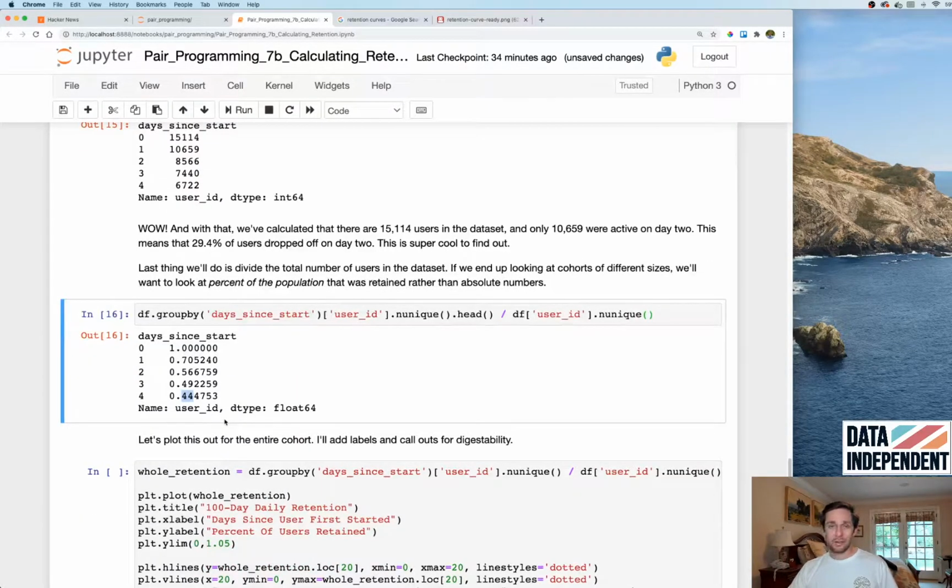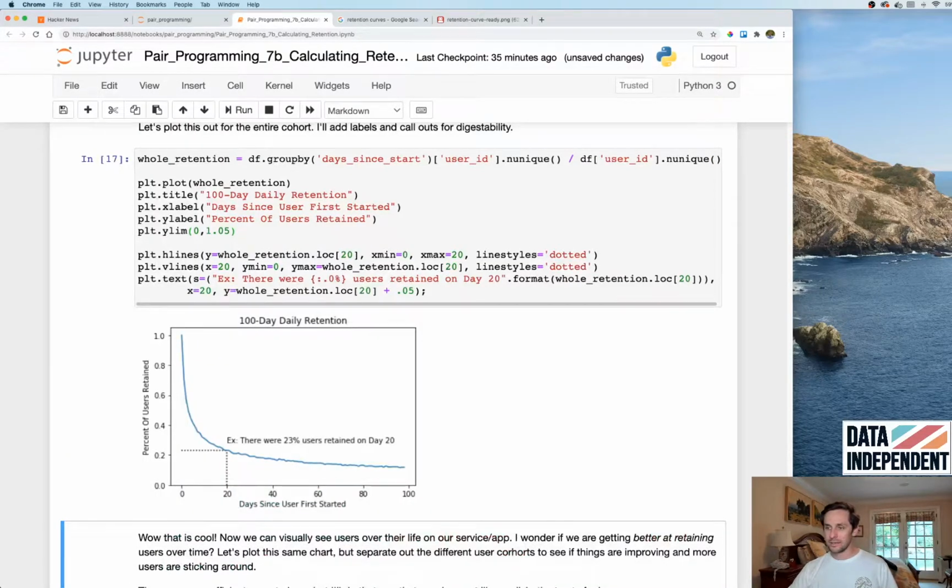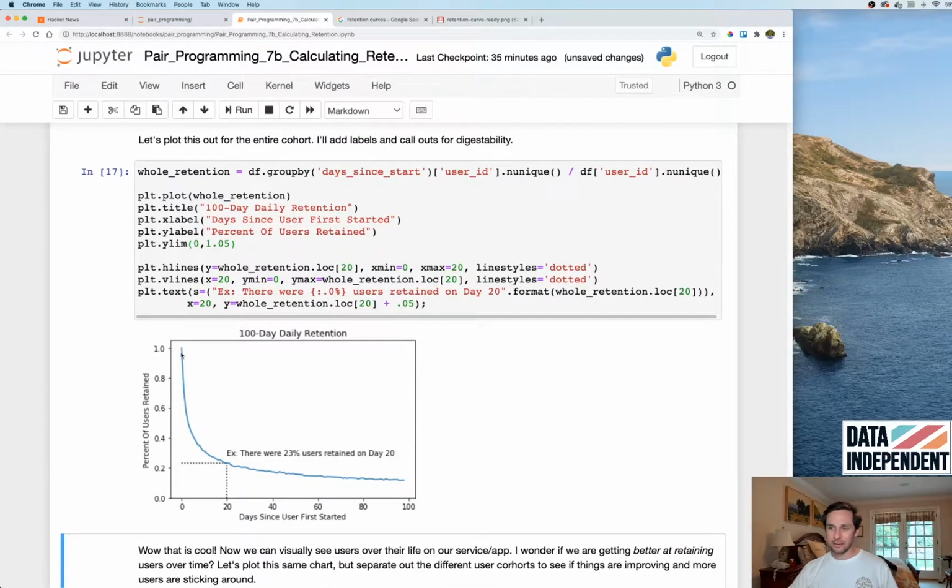Let's plot this on a chart right here. If we have 100% and then 70% and then 56%, what does this look like on a chart? I just ran that right there. Here's this blue line, and that shows you the retention rate across the entire cohort of 15,000 users. What I called out here is one specific example. At this point right here, I drew a line at 20 days, and it says that there are 23 users retained on day 20.